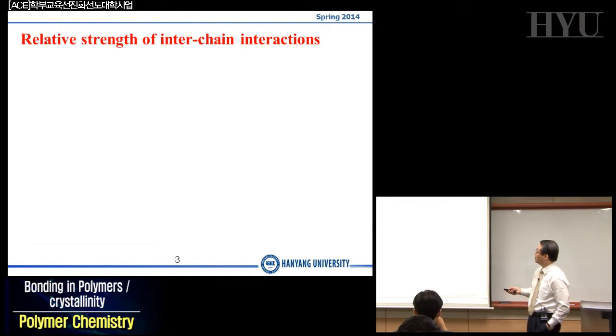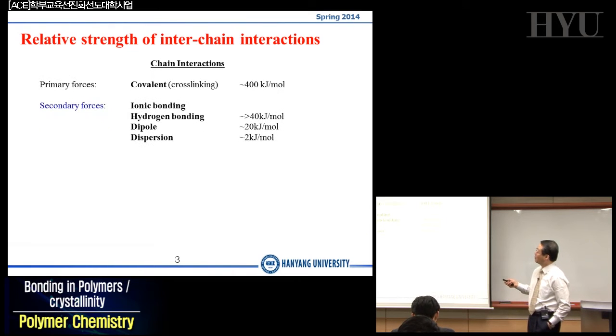In the next slide, I have elaborated a little bit about the strength of the interchain interactions. Primary bonding force, such as a covalent bond, has a bond strength of around 400 kilojoules per mole. You can convert this to kilocalories, but in kilojoules it's about 400. The secondary bonding forces range from ionic bonding to the dispersion.